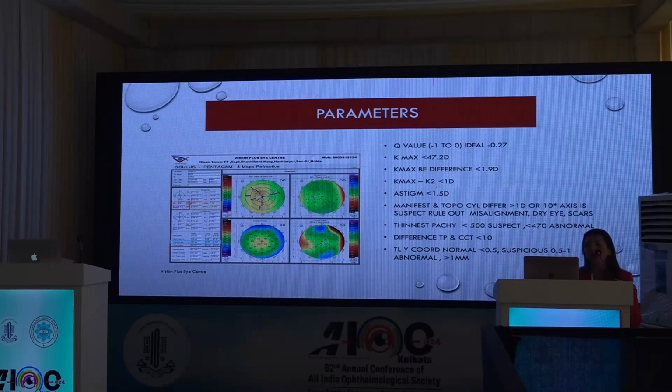The next thing I look at is the thinnest pachymetry. And we know that anything less than 500, especially less than 470, is considered to be abnormal. Now, one important thing is you need to look at the thinnest location. So the thinnest location, the y-coordinate, is it displaced? If the y-coordinate is inferior, more than 0.5 mm, then again, that is a red flag.